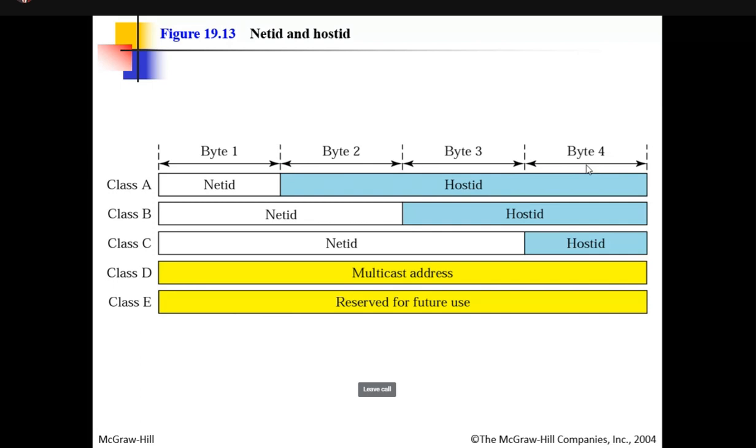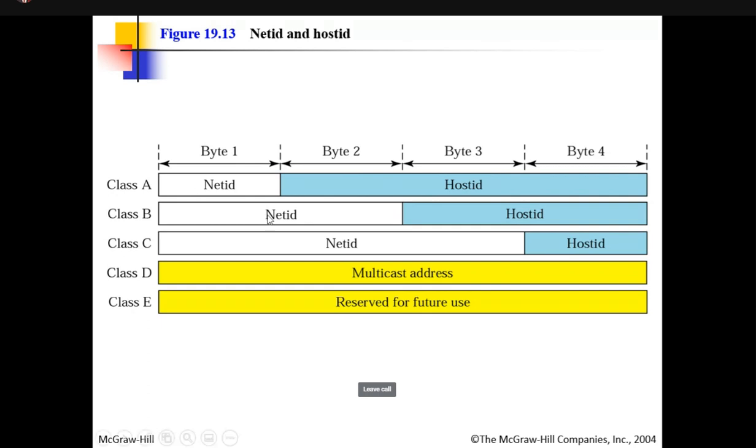So for class A, what will class A be used for? Class A will be used for the organization where the number of hosts is maximum. As we are seeing, byte 2, byte 3, and byte 4, the remaining 3 bytes, will be used for the host address. So we get a large address space, a large number of addresses for the hosts. When the organization is very large, when the number of computers and networking devices is high, then we will use class A.